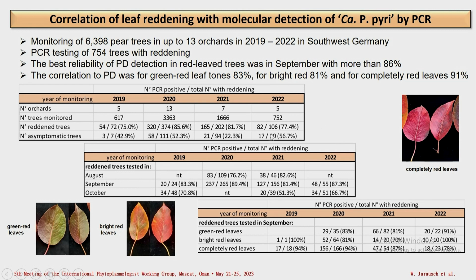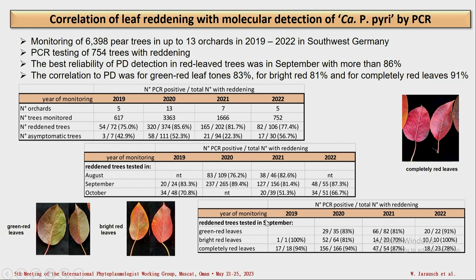And what we found, you can see in different years, different numbers of correlation for reddened trees from 75%, 86%, and so on. Every year above 75%. But I have to mention we also have a high number of latent infections in asymptomatic trees. This is a problem for every monitoring. But the period I already mentioned briefly, September, is the best. We have even up to 90% in 2020.